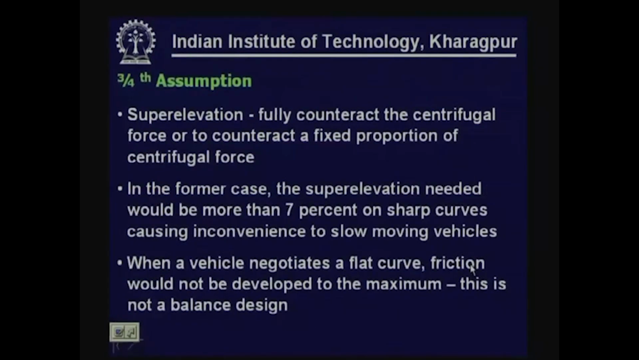Now, there is a 3/4 assumption. This is again typical to Indian conditions. Most of the cases, if we consider Indian traffic scenario, it is highly heterogeneous traffic. Fast moving vehicles, new technology cars, old technology cars, other passenger vehicles, commercial vehicles, and even the non-motorized animal drawn vehicles or hand driven vehicles are also using the same road space.